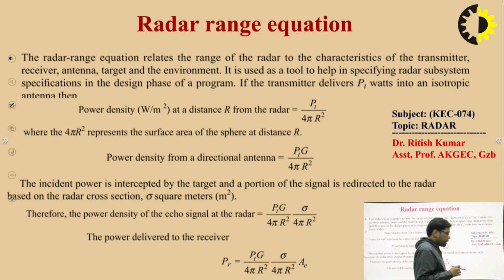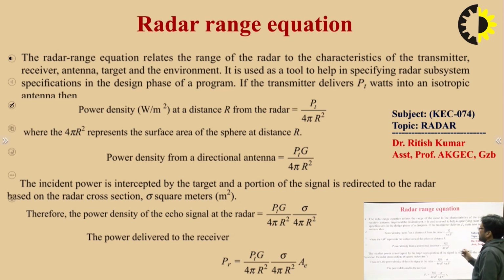With the help of this equation we are able to do the mathematical analysis of the range or location of the target. As we have mentioned here, the radar range equation relates the range of radar to the characteristics of the transmitter, receiver, antenna, target and environment. As we said in the last slide, it is used as a tool to help in specifying radar subsystems.